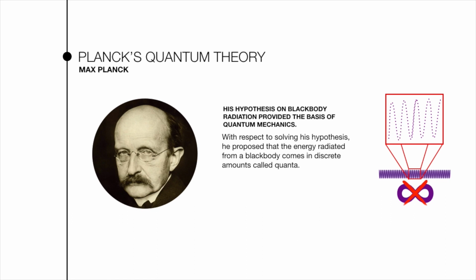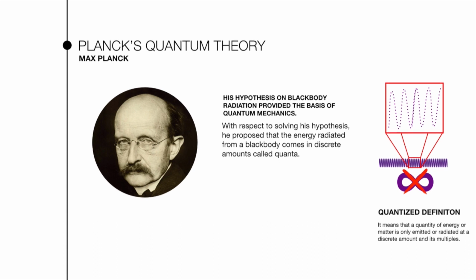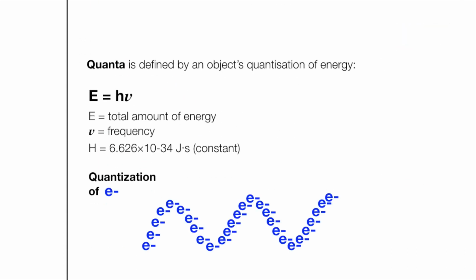So, what did he find to be in agreement with his hypothesis? With respect to solving his hypothesis, he proposed that the energy radiated from a blackbody comes in discrete amounts called quanta. A quantum is defined by an object's quantization of energy, a formula by Planck stating that E must equal h times nu, where E is the total amount of energy and nu is the frequency, h is a constant of 6.626 times 10 to the power of negative 34, and nu is directly proportional to E.